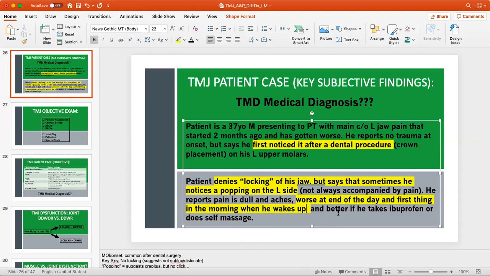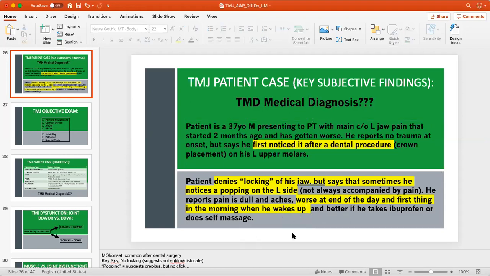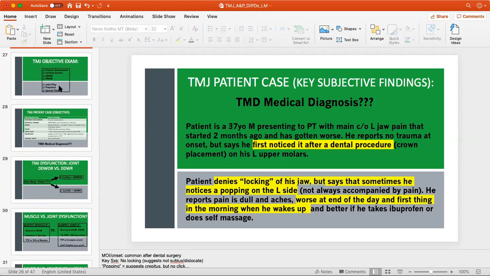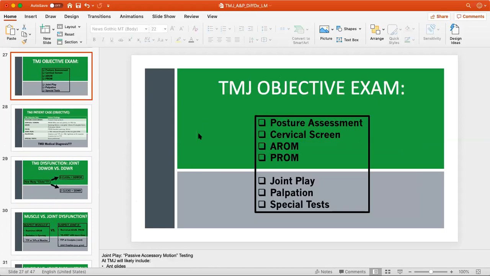Better with these relieving factors. I didn't highlight those, but that's suggestive of mechanical pain or musculoskeletal pain versus a red flag. So it doesn't tell us what the diagnosis is, but makes us think, hey, we can probably reproduce it. This is hopefully a patient we can treat. So your TMJ objective exam, what do we want to know that's going to help us out with this diagnosis? Well, here's kind of the quick and dirty of it, the simplistic version of it.